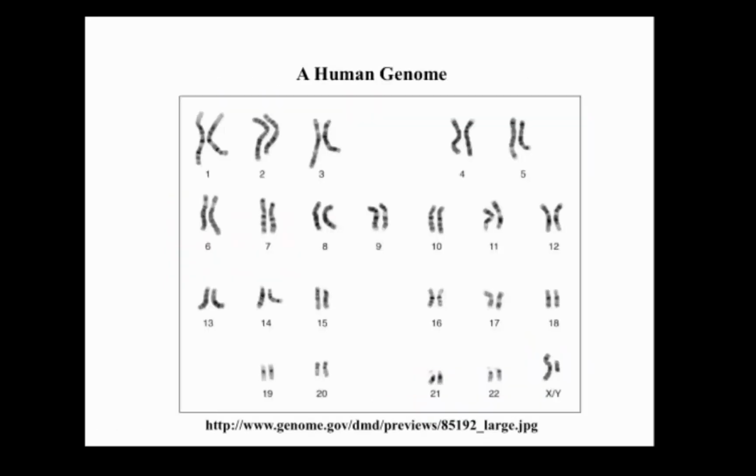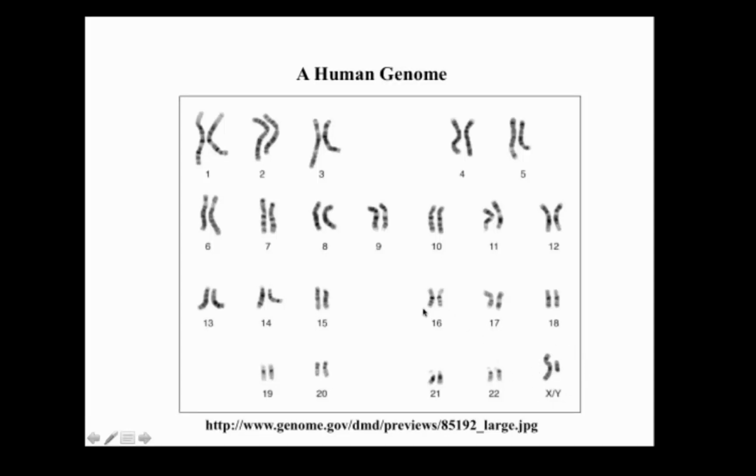Another familiar example of a complex system is the human genome. Here's an image of a human genome. Each of these worm-like structures is a chromosome, and there are 23 pairs of them. You can see that this is a male because it has an XY pair.